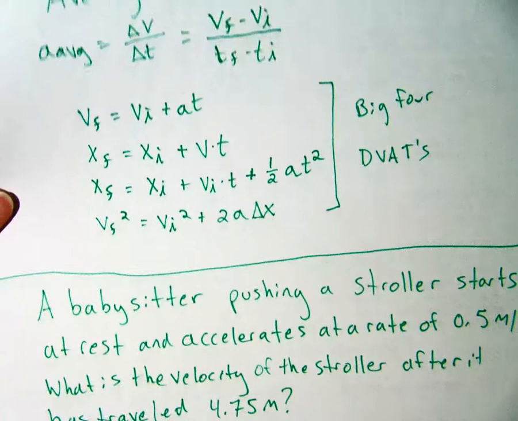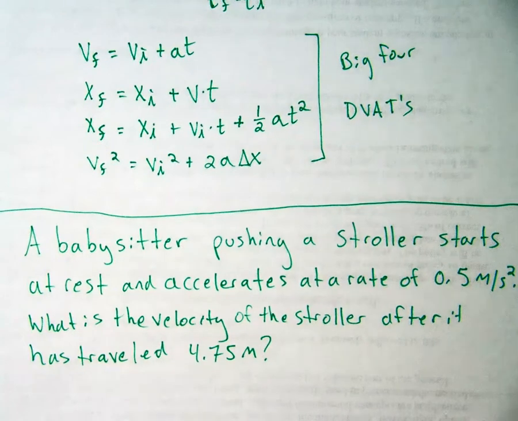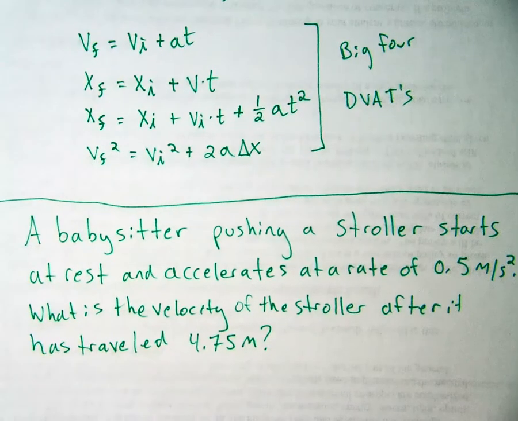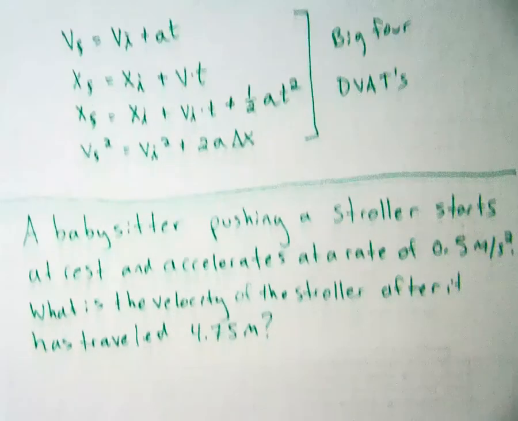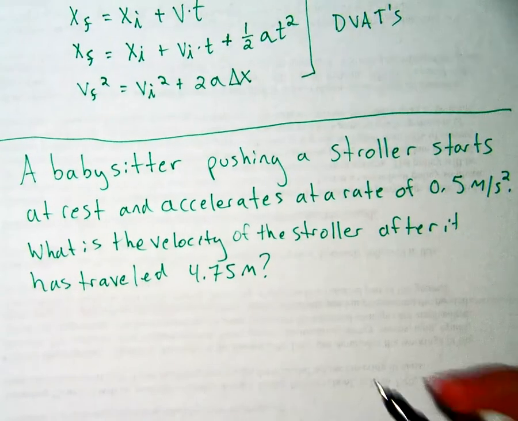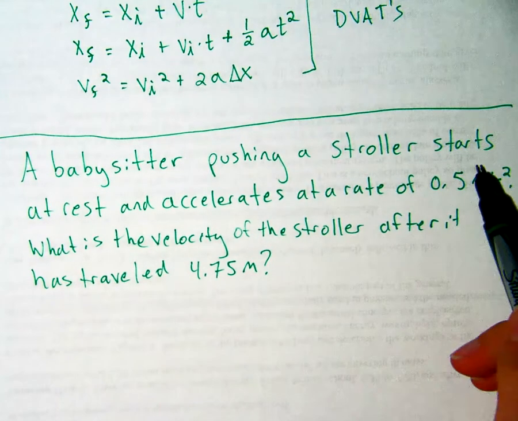Please excuse my messy handwriting. Here it is. So a babysitter pushing a stroller starts at rest and accelerates at a rate of 0.5 meters per second squared. What is the velocity of the stroller after it has traveled 4.75 meters? So with our goal method, we want to list our knowns and our unknowns first. So let's take this one at a time.